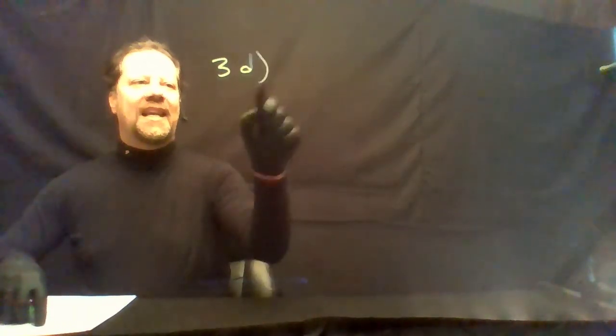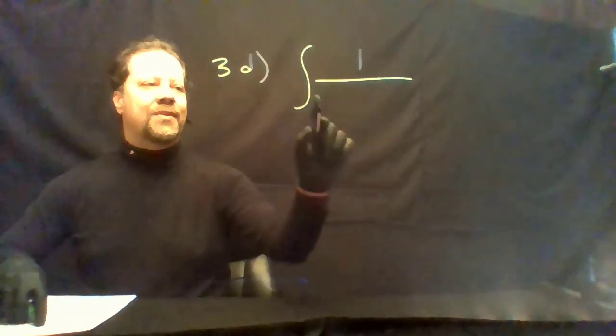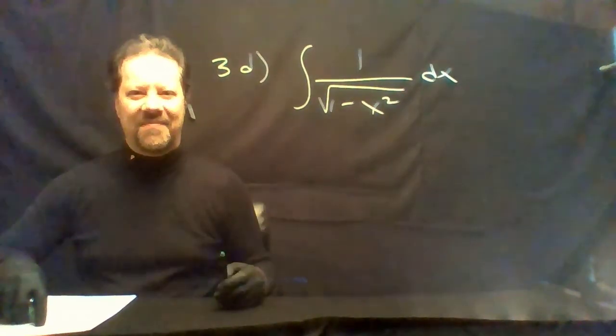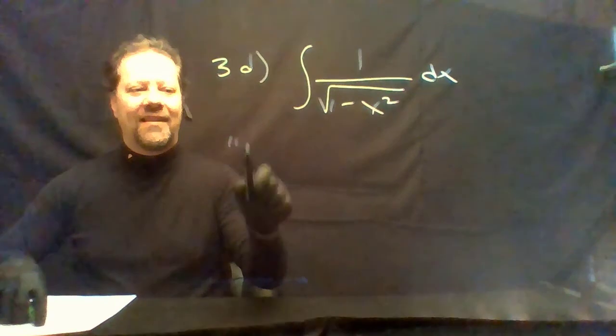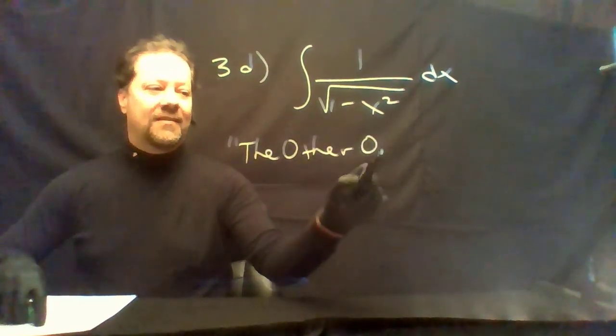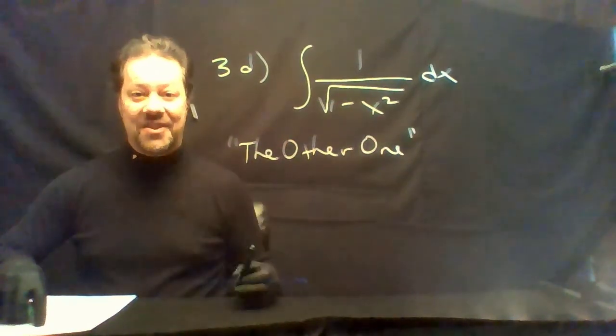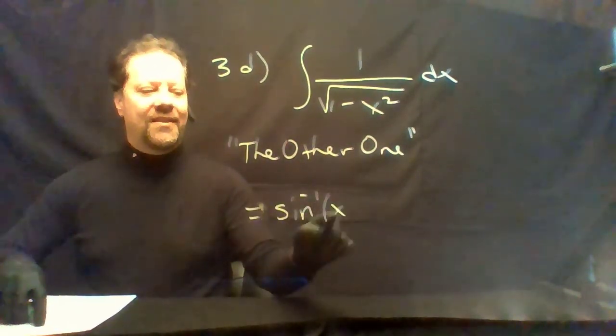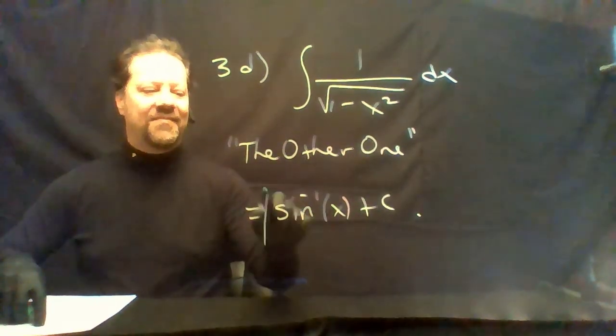On part 3d, I give you the integral of 1 over the square root of 1 minus x squared dx. That's the other one that I asked you to remember. You get arcsine of x plus c.